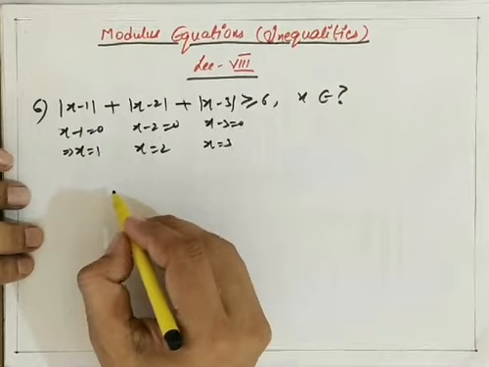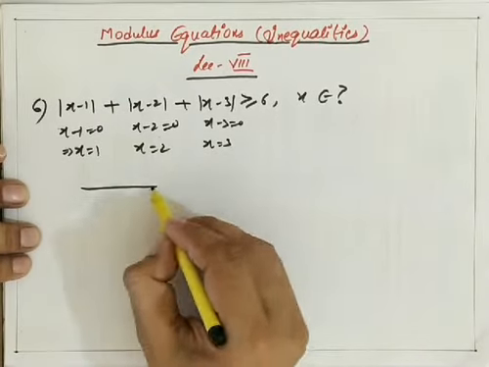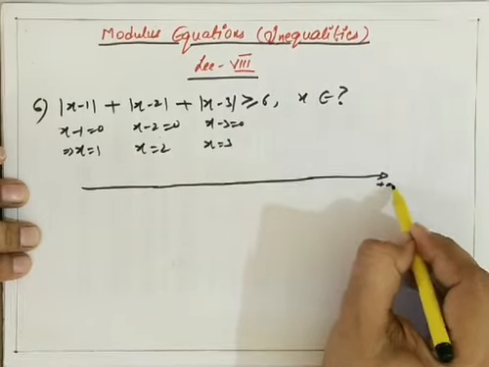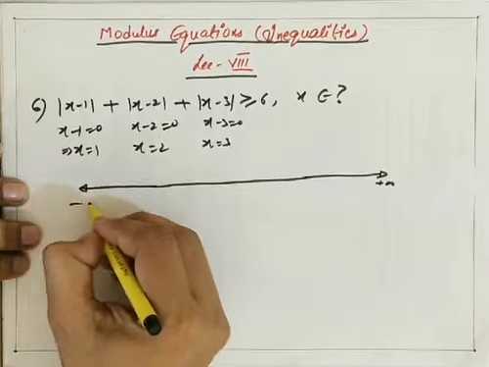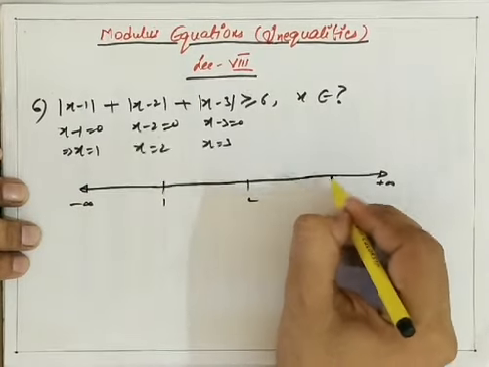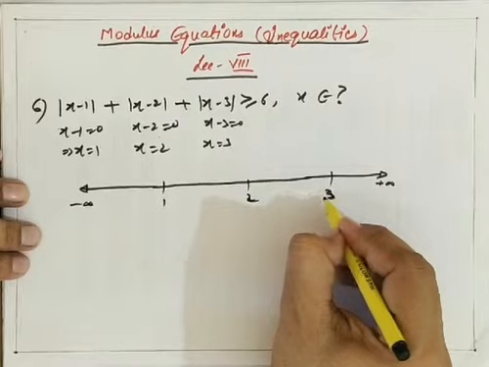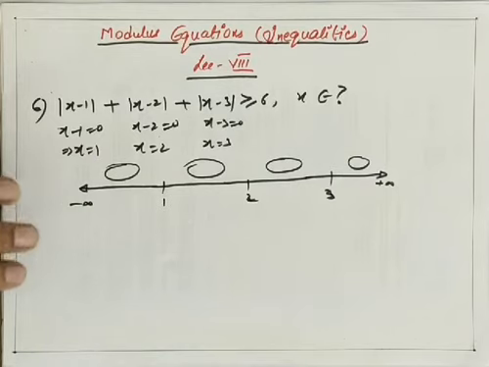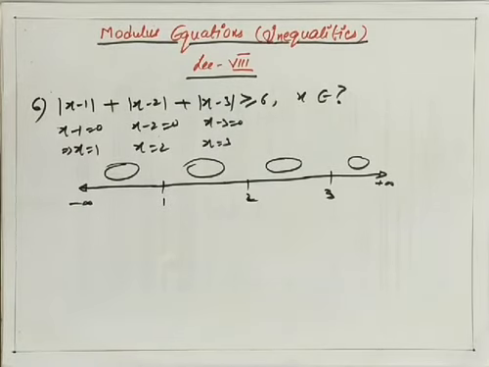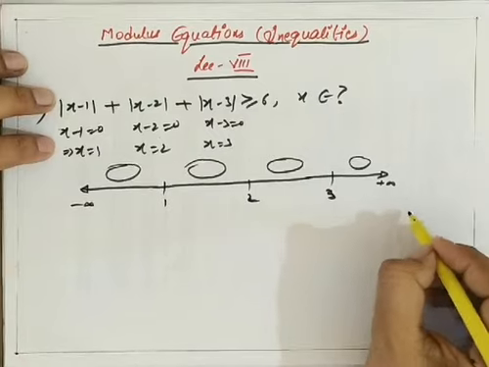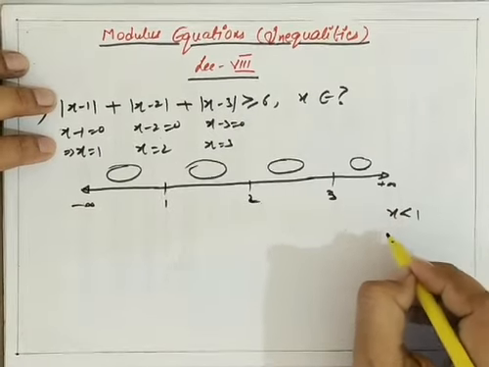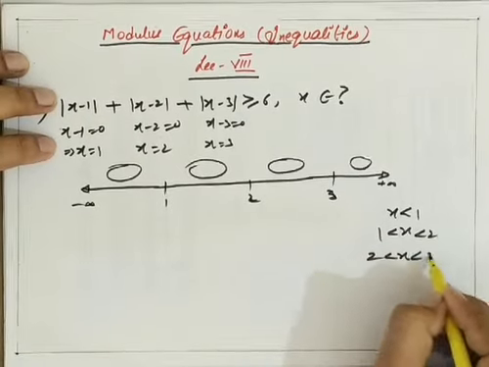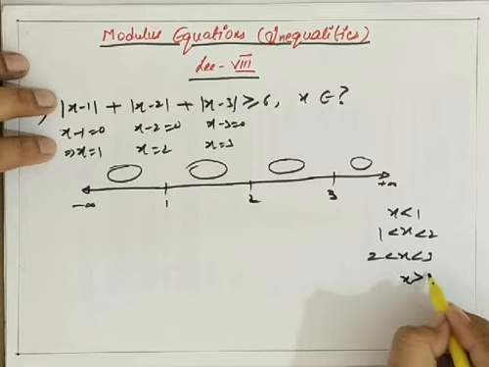Let's see how. Let us draw a number line. This is a real number line. Suppose this is plus infinity and this is 1, this is 2 and this is 3. So x can be here also, it can be here also, it can be here also, or it can be here also. So there are 4 possibilities where our answer x can lie. Let us divide the intervals accordingly. Suppose x is less than 1, or x is between 1 and 2, or x is between 2 and 3, or x is greater than 3.